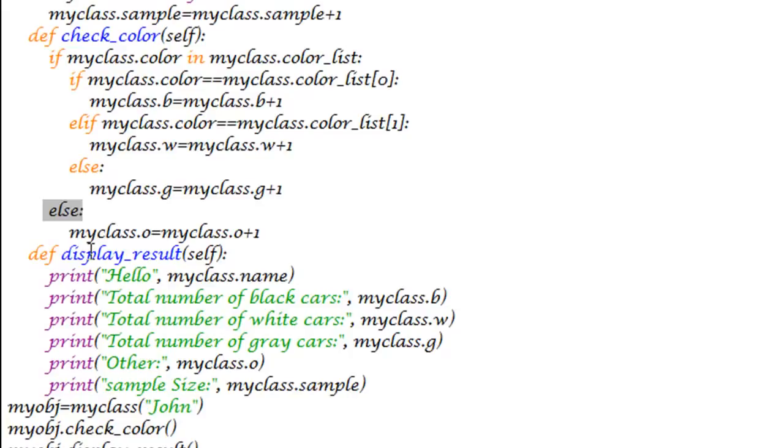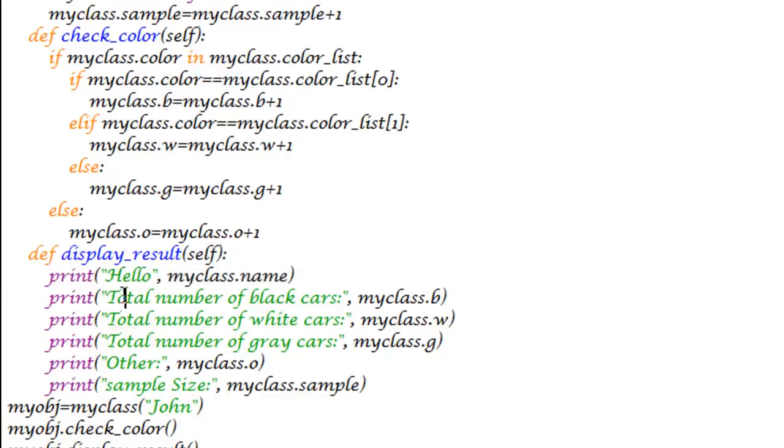On the next line, I have defined another function, and this one's called display_result. It again takes self as one of the arguments, and then in the function we have first displayed a message hello using the print statement, and then the name of the person who's answered our question. So that value is available to us in the variable name that's local to the class, so myClass.name.